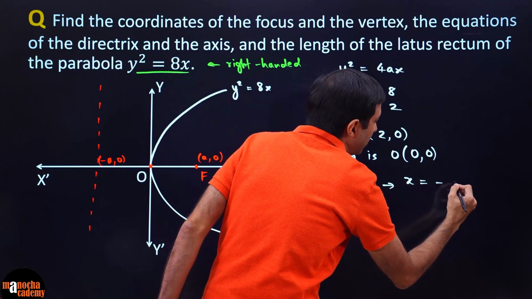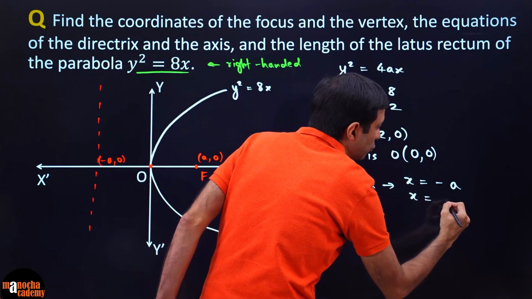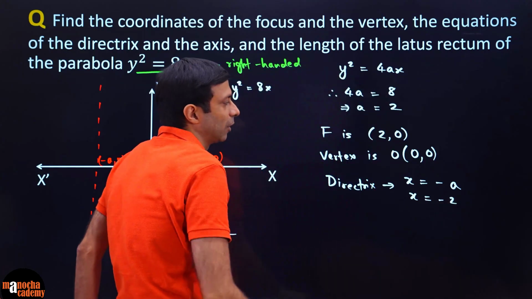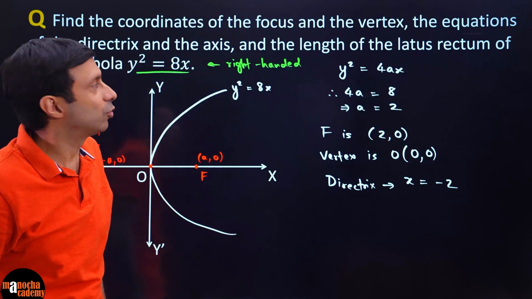x equal to minus a, but I know a's value. So we can say x equal to minus 2. That's the answer. Or I can directly write it here. You guys understood? x equal to minus 2.